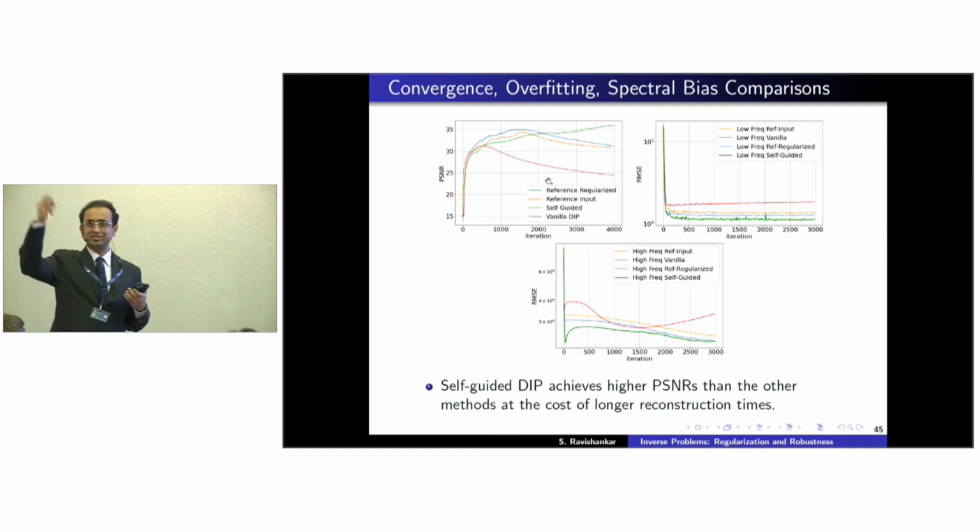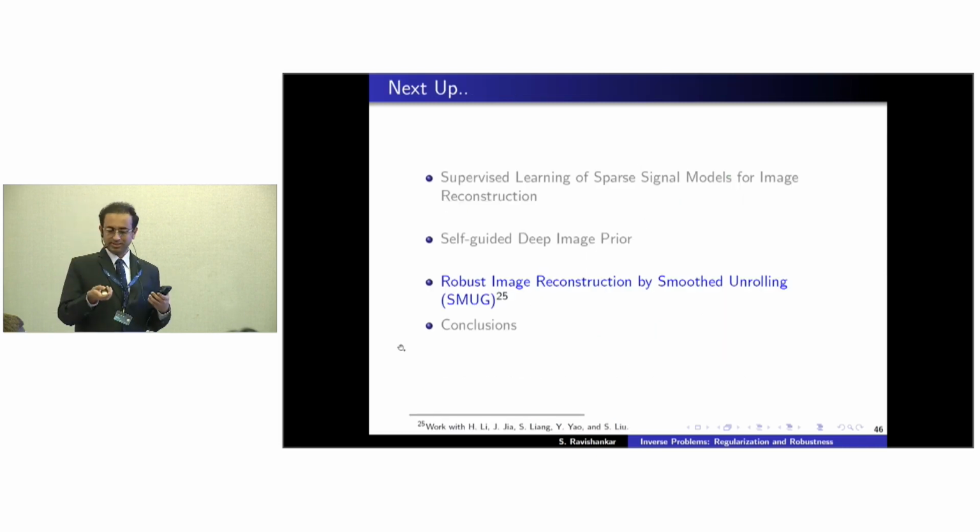Does it just continue to increase? No, it doesn't. So at some point, it also overfits. There is also overfitting with the self-guided scheme. It's just that it takes more iterations, so it's slower to run.